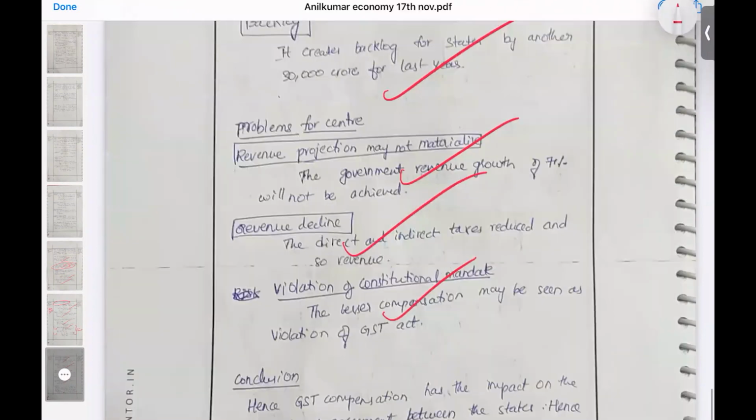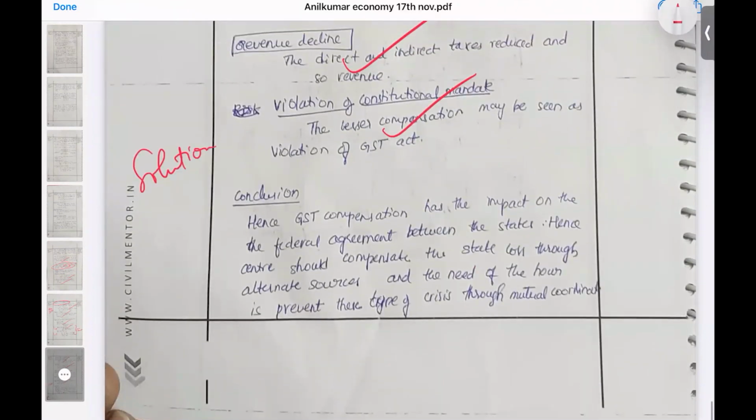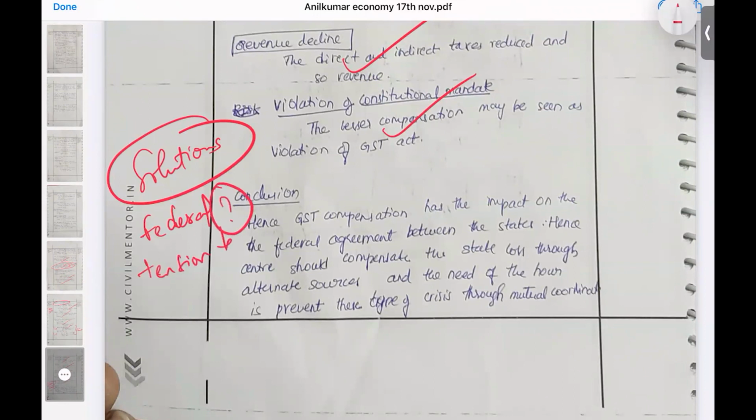Problems, solutions also you write. What should be solutions to reduce federal tensions? Because the examiner is saying it is creating federal tensions, right? What should be done to reduce these federal tensions? Okay. Conclusion is good. Clear, Anil?